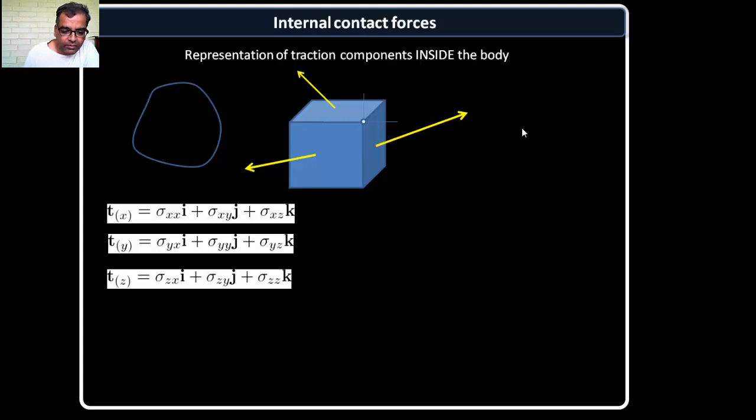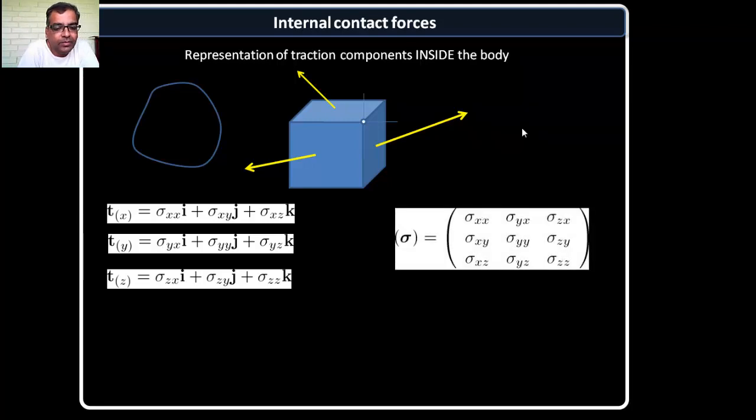So if you look at all of them, you can write them in a nice matrix. Each column corresponds to the force on a particular face. So you can see Tx, which is sigma xx i plus sigma xy j plus sigma xz k, is the first row, first column.